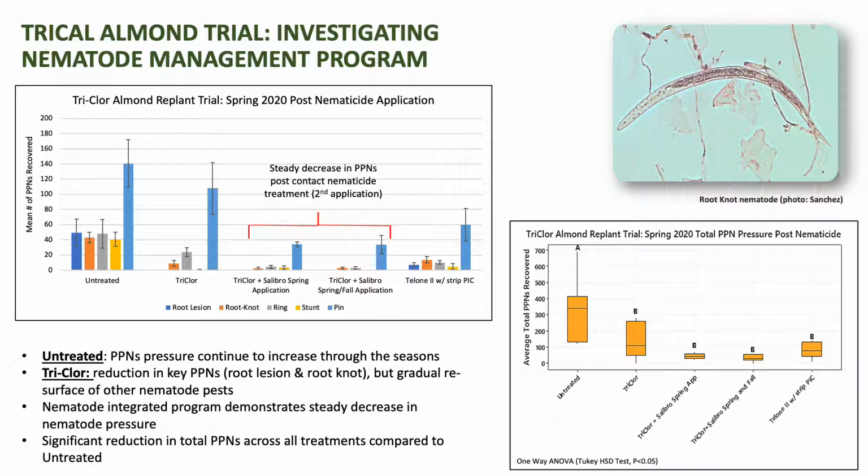The nematode management program of TRICLOR with Celebro definitely shows additional crop protection through the seasons. We can definitely see a steady decrease in the nematode pressure. The graph to your right, the bottom right, definitely shows a significant reduction in total PPNs across all treatments compared to the untreated.